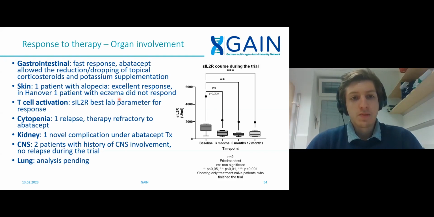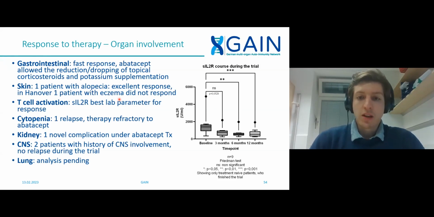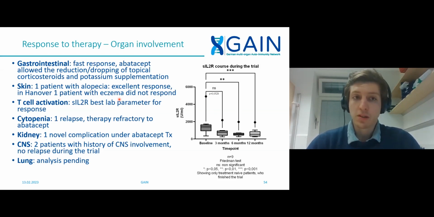For the skin disease, we had 1 patient with severe alopecia, and she showed an excellent response. However, 1 patient in the center in Hanover had severe eczema before treatment initiation, and she did not respond. For monitoring the therapy and T-cell proliferation and activation, we found that the soluble interleukin-2 receptor is a great lab parameter to monitor the therapy response as well as disease scores.